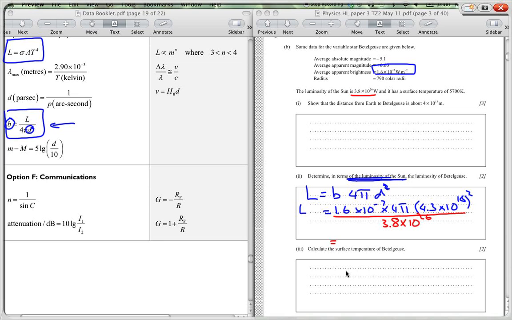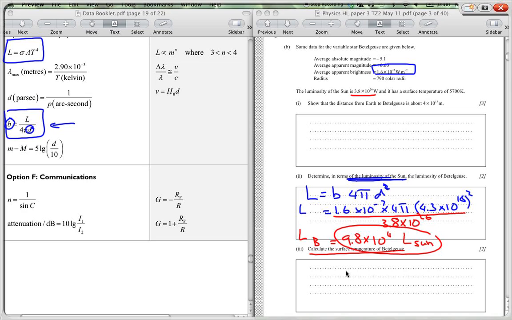Each time I divide this, if it goes in once, then it will be the same as the sun. If it goes in twice, it will be twice the luminosity of the sun, and so forth. When you do this whole division, make sure that you put it into your calculator correctly. You get 9.8 times 10 to the 4 times the luminosity of the sun. This is the luminosity of Betelgeuse. Then calculate the surface temperature of Betelgeuse. Now, we've got the luminosity in terms of the luminosity of the sun.